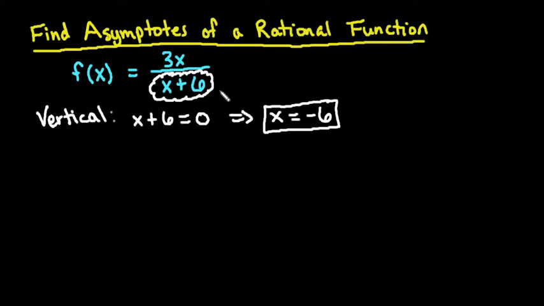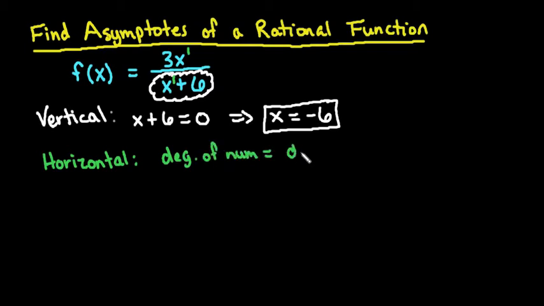So the second one that we want to look at is whether there is a horizontal or whether there is an oblique. And the way that you tell the difference is if you look at the degree of the numerator. For this one, my degree would be 1 because I have one variable, and the degree of the denominator is equal to 1. So that tells us that we're going to have a horizontal since the degree of the numerator equals the degree of the denominator.